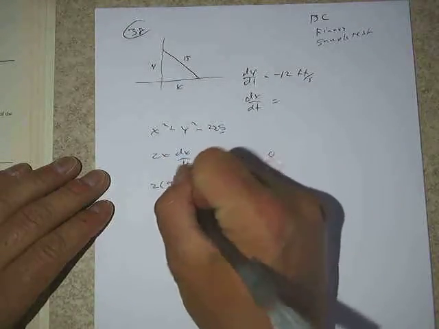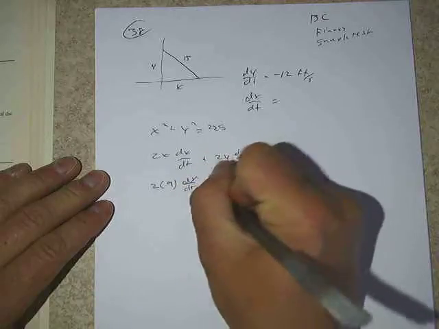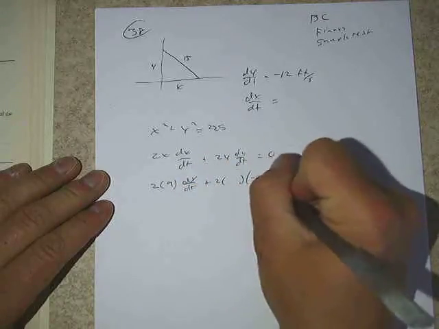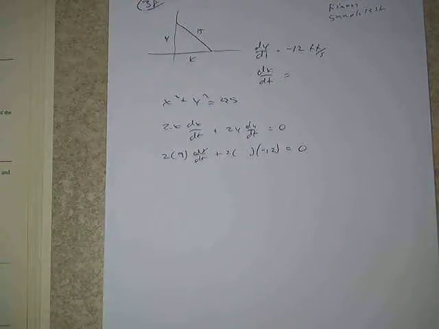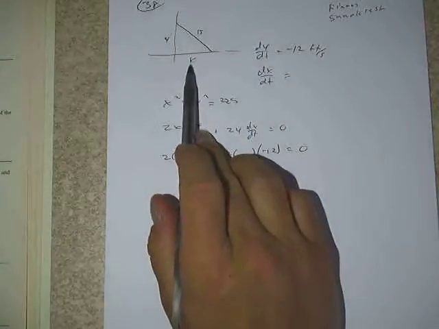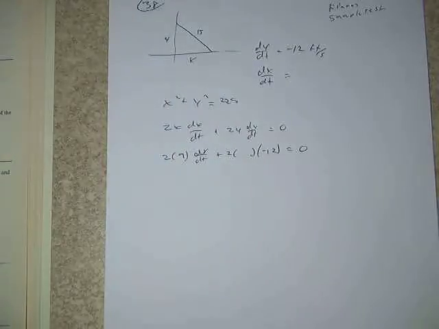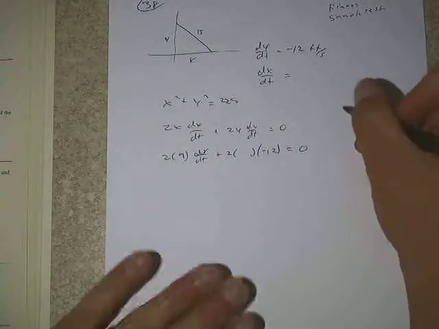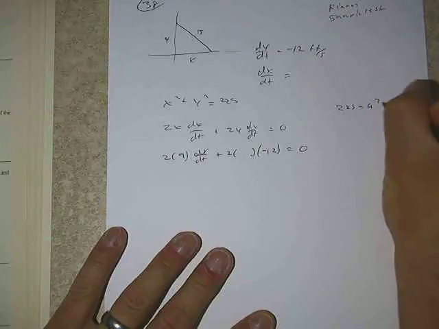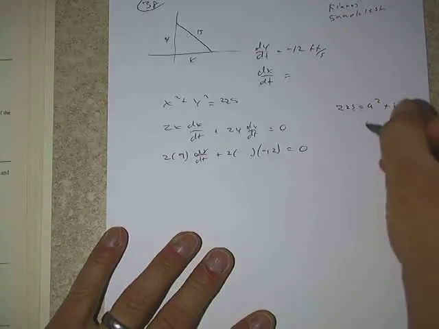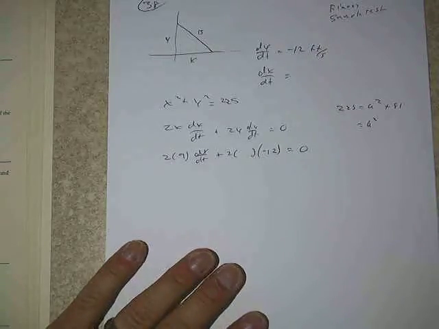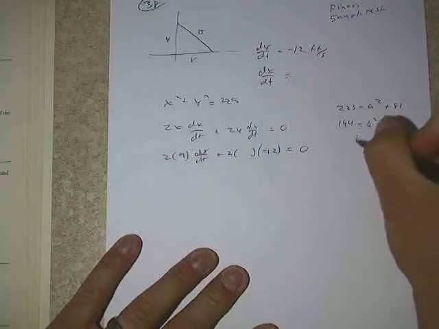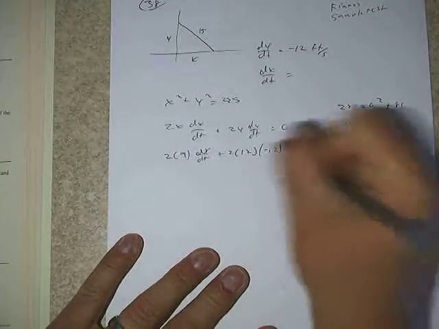They said the instant when x is equal to 9. We know dy/dt is 12. What about the y that goes in there? Well, when this is 9, we could figure out y by the Pythagorean theorem, couldn't we? So if we do 225 equals y squared plus 81, 225 minus 81 would be, conveniently, 144. 12 would be our y.